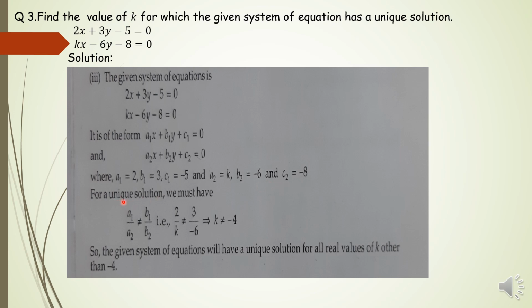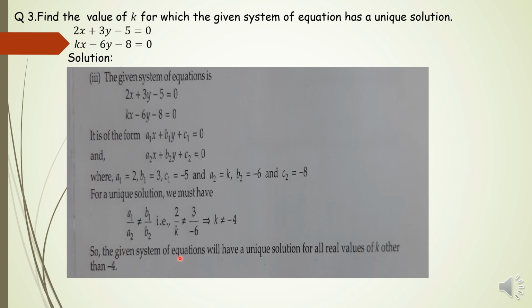So remember the condition for unique solution. We must have, for unique solution, that means the two lines are intersecting lines. What is the condition? a1 by a2 not equal to b1 by b2. Then what is a1 by a2? It is 2 by k, which is not equal to, what is b1 by b2? 3 divided by minus 6. So on cross multiplying, we will get k not equal to minus 4.